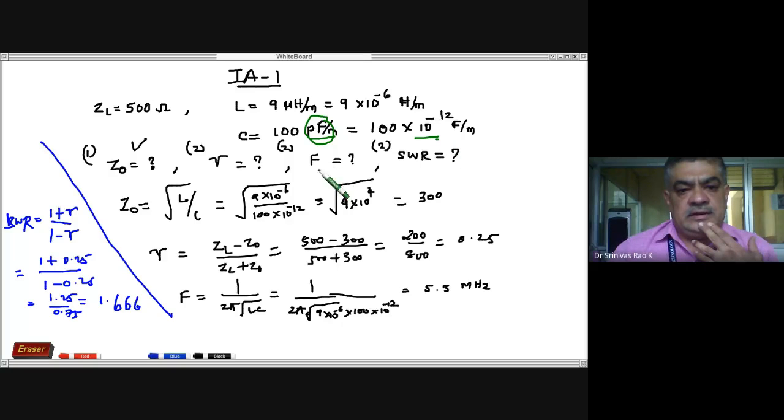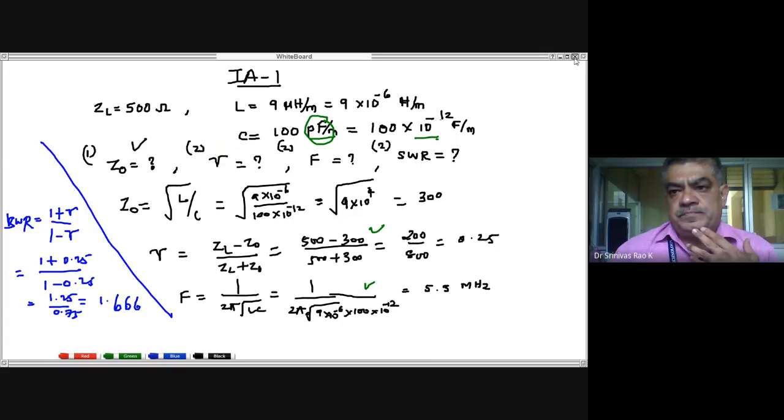Then one student has put the formula and given everything, but has not done the calculation. That means they have put up to this point, but have not done the simplification. This is also one problem. I don't know why they have done like this. Okay, this is one issue which I wanted to discuss.